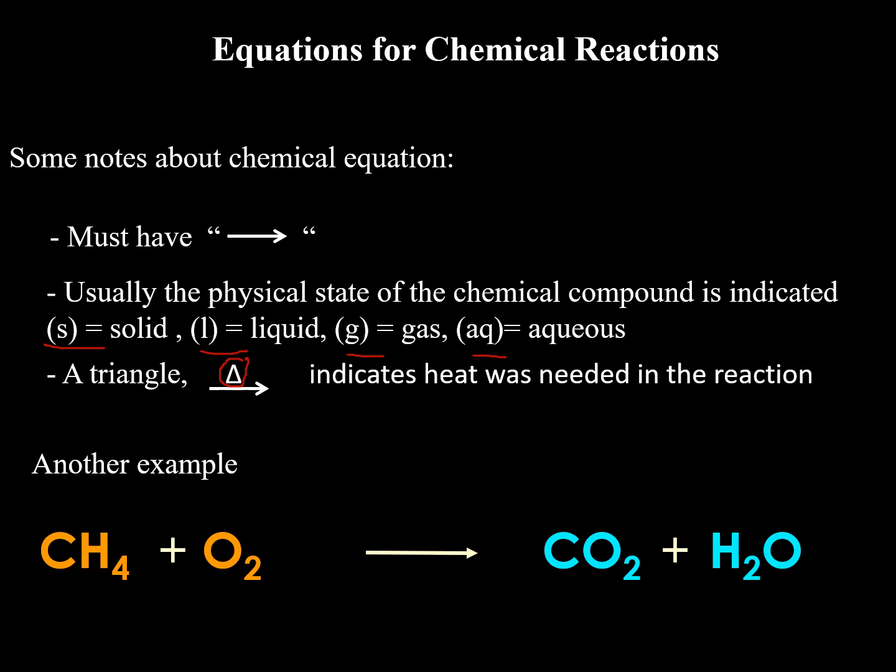So let's look at this example here. We have CH4 plus O2 gives us CO2 plus H2O. We notice here it's not balanced. We have 4 H's on the left and only 2 H's on the right.